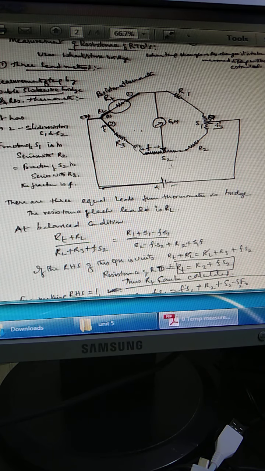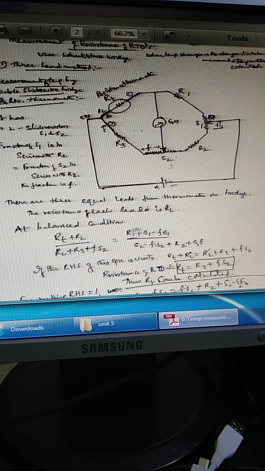Resistance of this path divided by resistance of this path is equal to resistance of R1, this arm, divided by resistance of this arm. So what is the resistance of this arm? RT plus RL. One lead is there. RT plus RL is the resistance of this arm. For this arm, resistance is RL plus R3 plus fraction of S2, FS2 up to this. This is FS2.